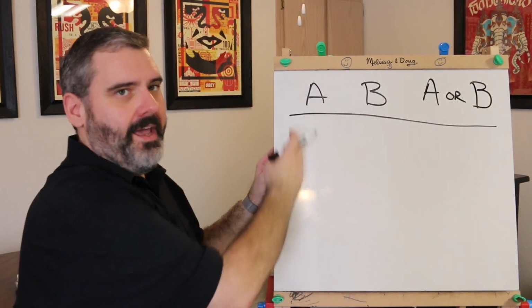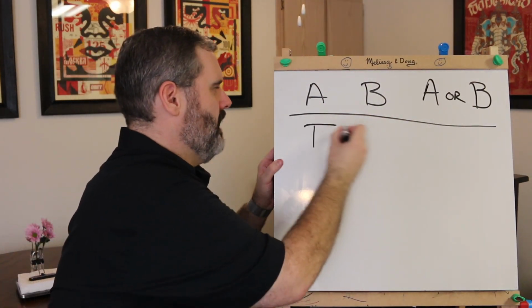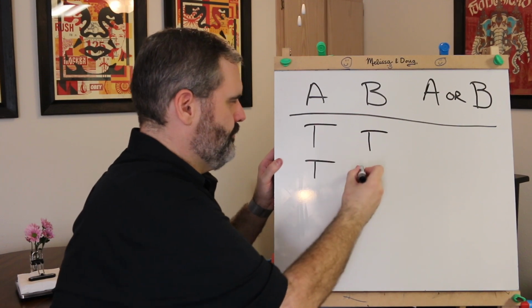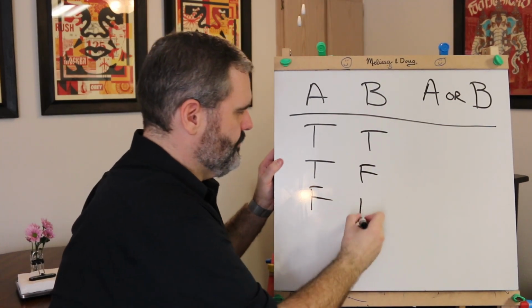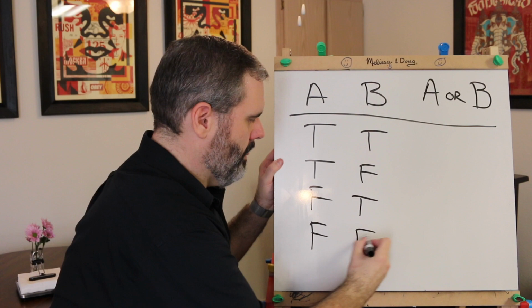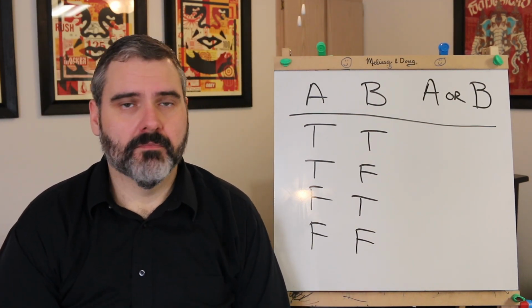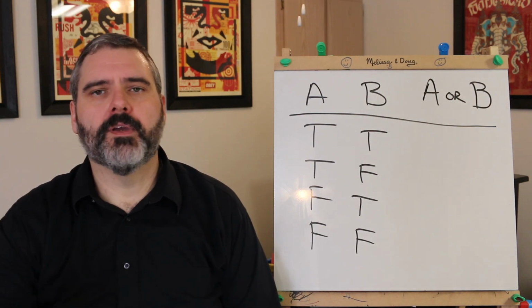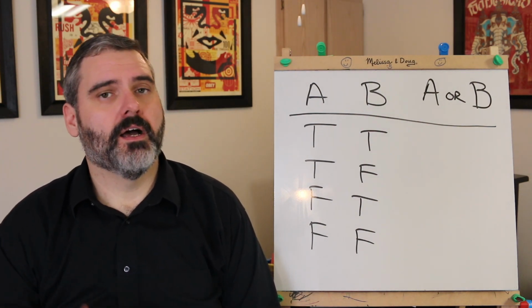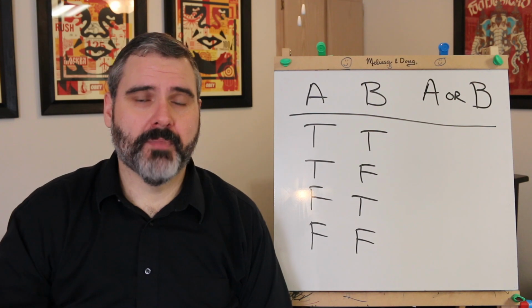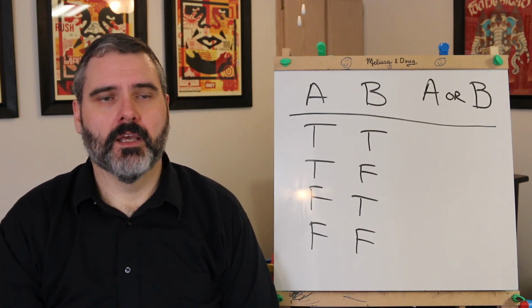Same as before, A and B can have four different possible combinations. True and true, true and false, false and true, false and false. So going back to my analogy about ice cream, right? If I say to my son, hey, we can have ice cream tonight, so long as you either, well, so long as you make your bed or clean your room.